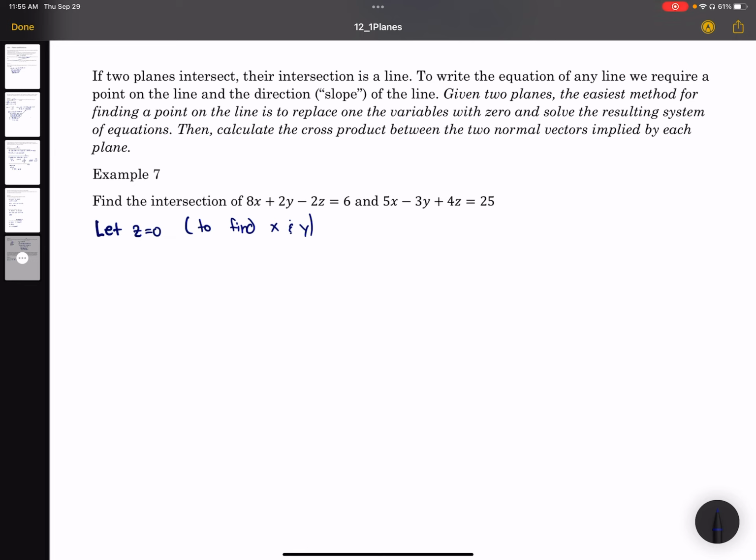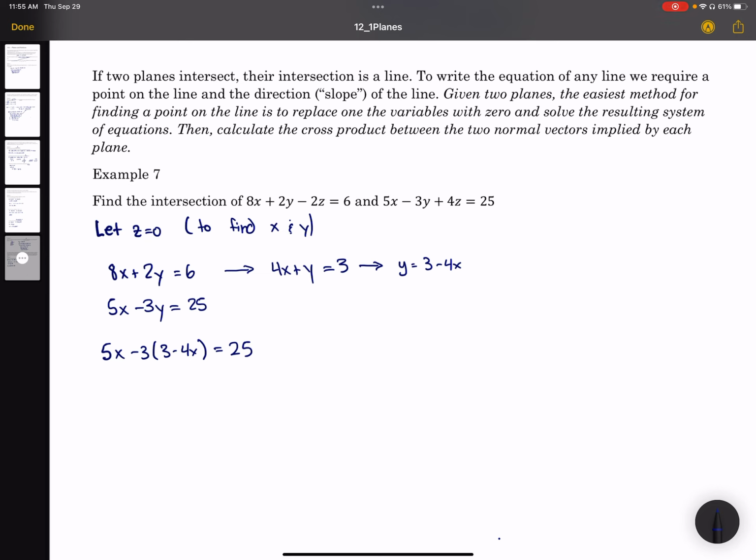So if z is 0, we end up with a system of equations that's 8x plus 2y equals 6, and 5x minus 3y equals 25. So now immediately we see that this is 4x plus y equals 3, which is further going to tell us that y equals 3 minus 4x. Now we could use that result in this bottom equation to replace y. So we get 5x minus 3 times (3 minus 4x) equals 25.